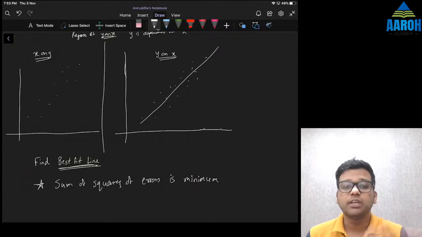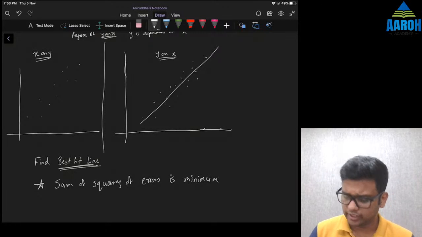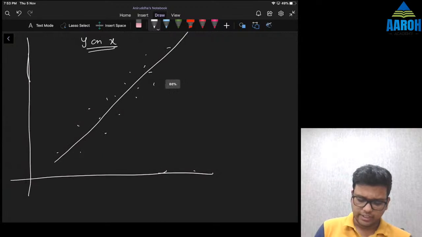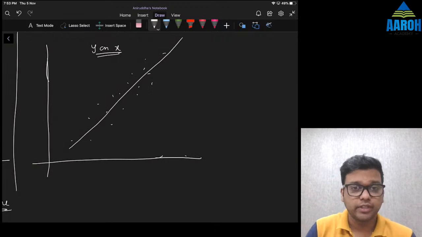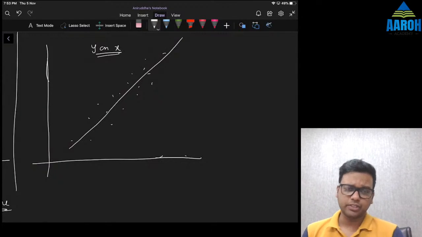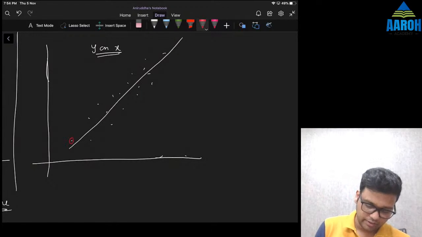What is errors? What is sum of squares? What is minimum? Let's understand. Let's focus on y on x only right now. So let's say in y on x, we have to predict y based on x, right? Now understand that these are the actual values of y. These points are actual values of y. So let's call them y.